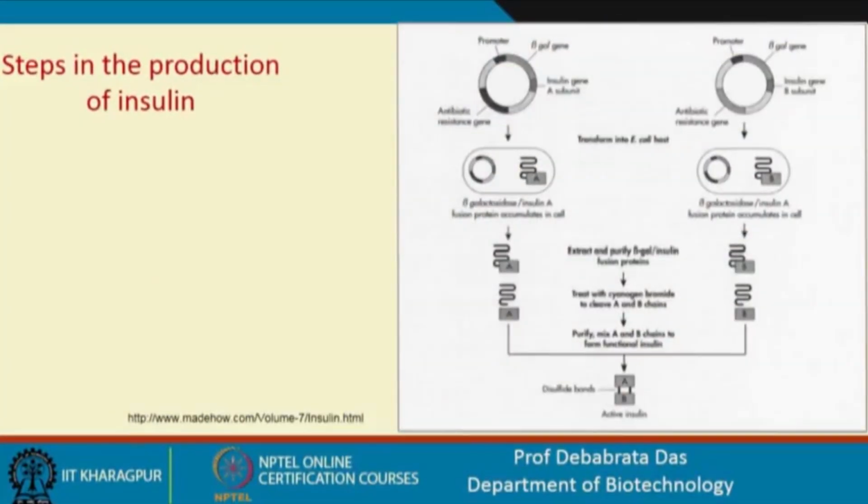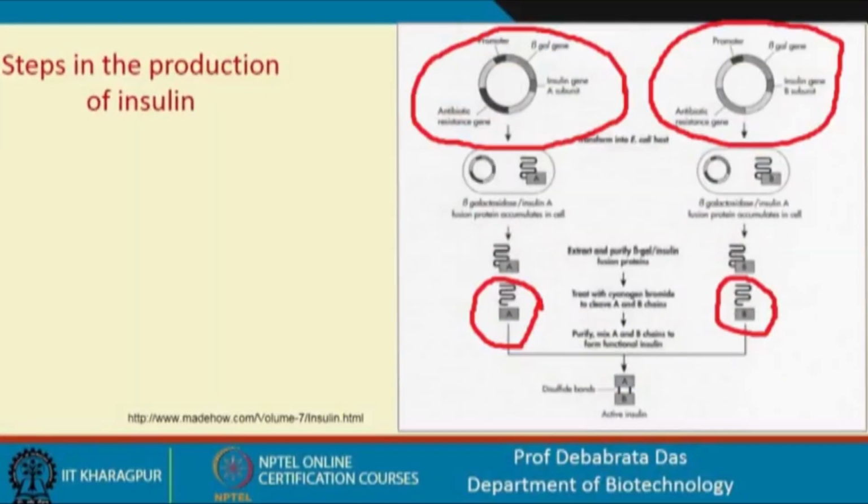So, this is how insulin production takes place. As I mentioned, we have to find the two types of DNA. Then we take them out and combine A and B, mixing them together with the sulfide bond connecting A and B, and then we get the active insulin. The whole transformation takes place in the E. coli cell. E. coli is considered the host cell, and in this E. coli the whole transformation takes place.